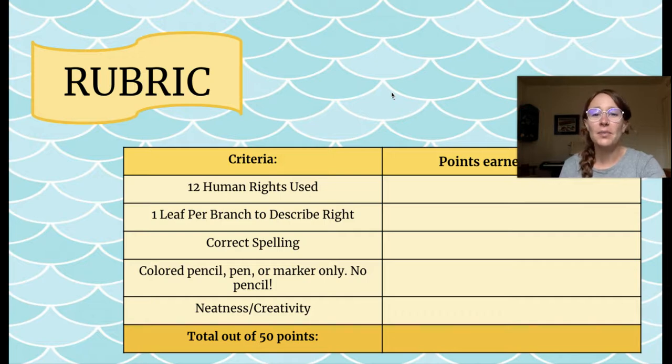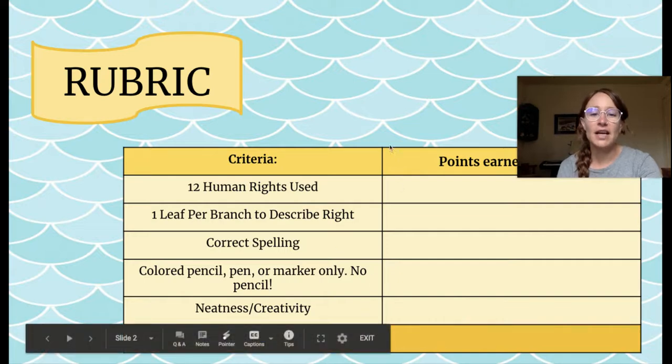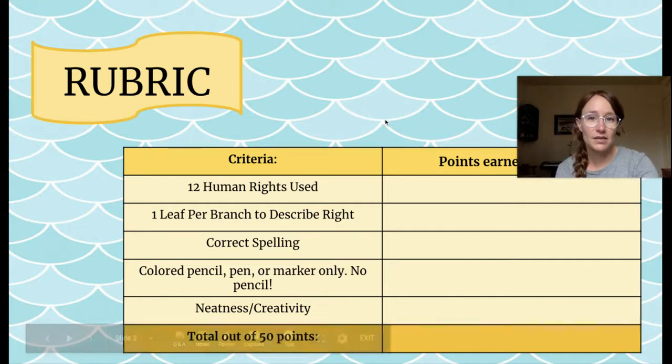Okay, first up, your rubric. Your rubric is made up of 5 different areas, and each of these areas is worth 10 points. So your human rights tree needs to have 12 human rights used in the branches. Each branch needs to have one leaf that helps describe the human right. You need to use correct spelling.